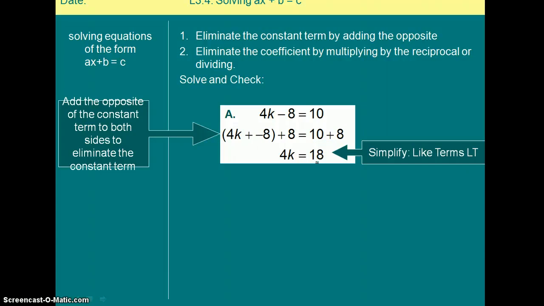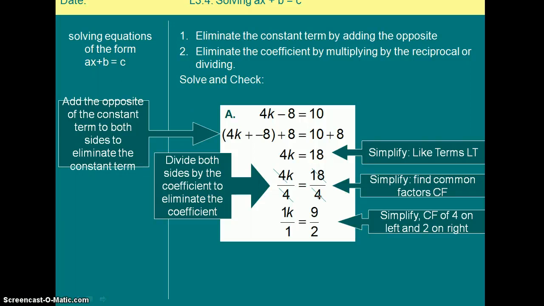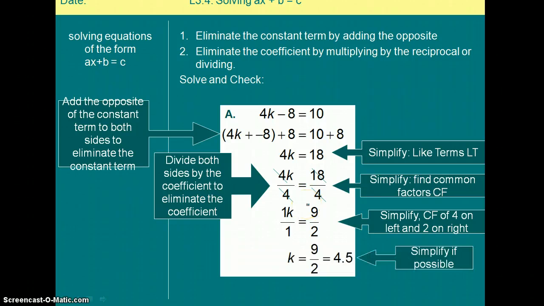Next we can multiply by the reciprocal of the coefficient, or divide by the coefficient, the coefficient being of course 4, for 4 times k. If we divide both sides by the coefficient to eliminate the coefficient, we'll see some common factors. For example, the left side of the equation has a 4 factor in the numerator and the denominator, and on the right side we have a 2 factor in both the numerator and the denominator. So we are left with 1k equals 9 over 2, or 4.5.